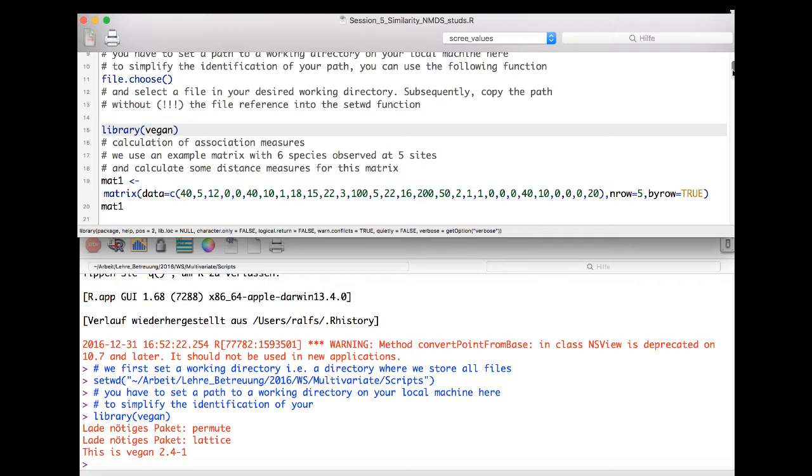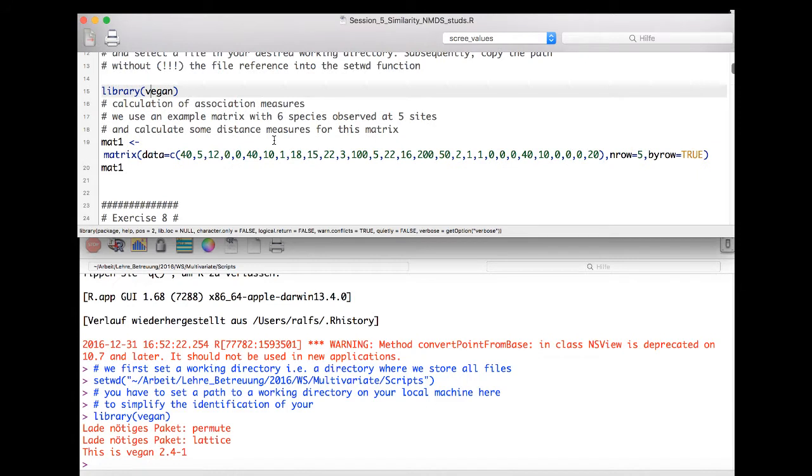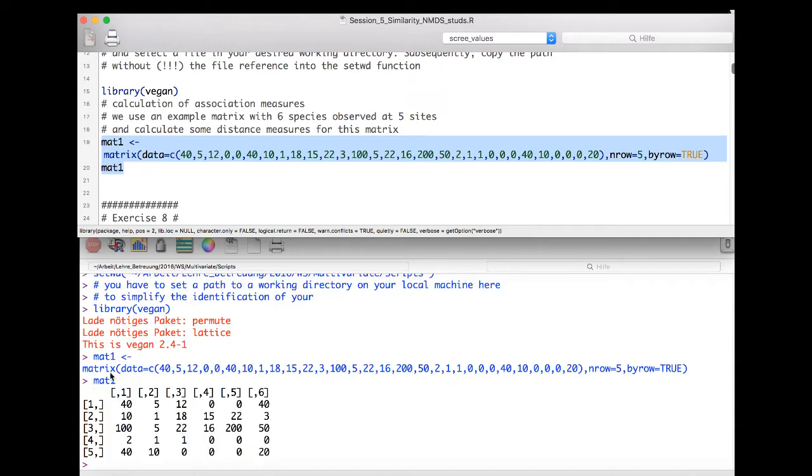As discussed in the lecture, there are different libraries that would provide you with these functions. So in case you don't find all the association measures you want to use, other packages may provide these. We do this for an example matrix with 6 species that have been observed at 5 sites. So we create this matrix.